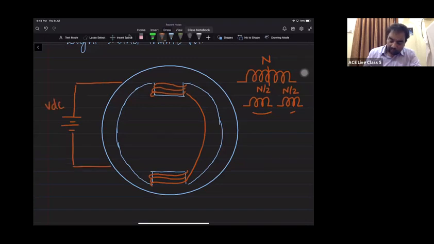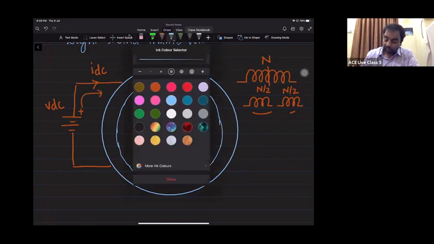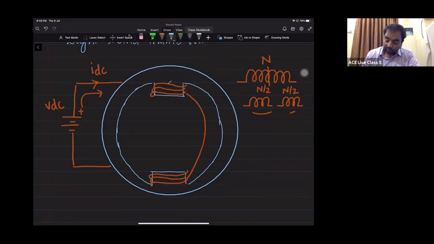What is the meaning of DC? It means that with respect to time, the magnitude of the current is the same, constant, and there is no alternating nature. The magnitude will remain the same and the flow of current will always be unidirectional like this. Let us consider the flow of current in the upper half of the coil is like this and in the lower half of the coil is like this. So this is the area.